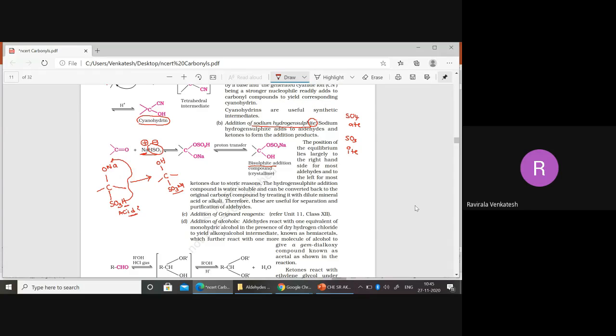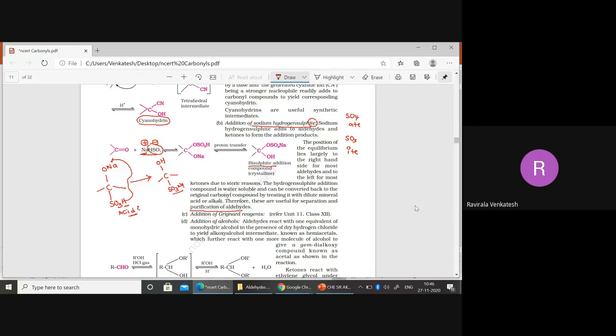But the important thing is this is useful for the separation and purification of aldehydes. Why? Because we can again regain the aldehydes. So if you perform this reaction, we can remove the impurities.